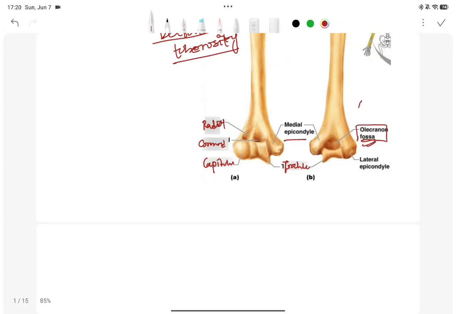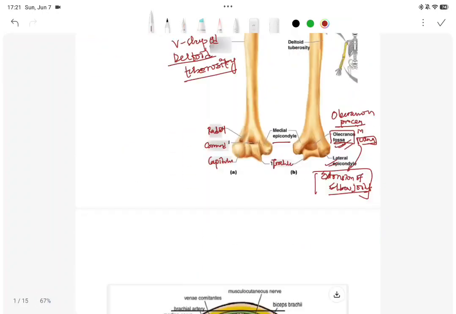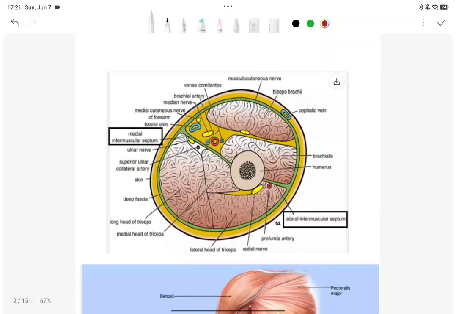Fossa means pit. So there is the olecranon process in the ulna, that fits on the olecranon fossa during extension of the elbow joint. So there is the lateral epicondyle, and this is the TS of the arm, transverse section. If we see the transverse section, there is a prominent humerus, and there is the lateral intermuscular septum. These intermuscular septa are modifications of the deep fascia of the arm.